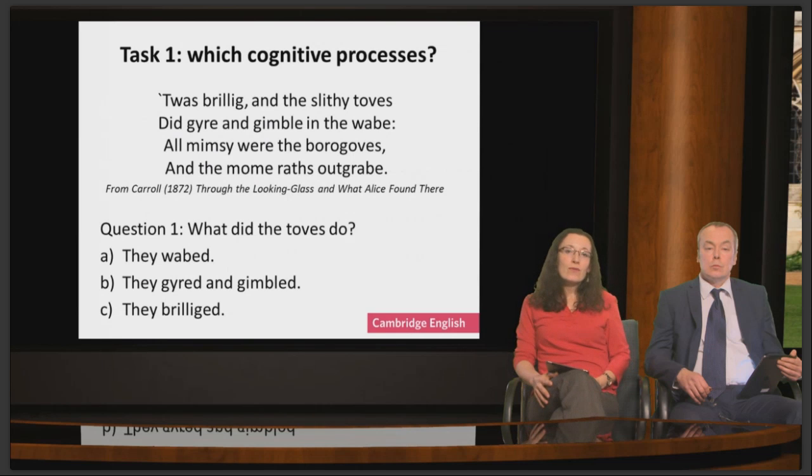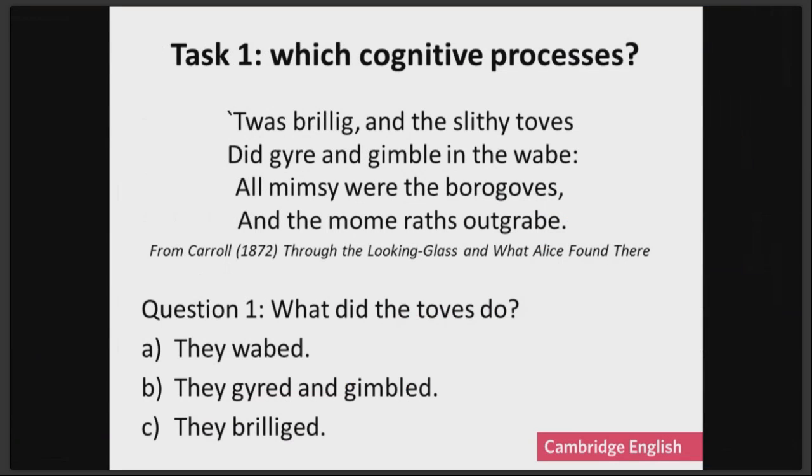Let's see if you can apply your knowledge of cognitive processes to this task. Please read the extract of a poem on the screen and answer the question which follows it. Some of this is English, but other words are a made-up language. Even so, you should be able to answer the question by using your knowledge of English. So just read it through quickly and see if you can answer. The extract is also on your handout. Which cognitive processes? So the question is, what did the toves do? A, they waved. B, they jarred and jimbled. And C, they brilligged. So please choose your response.